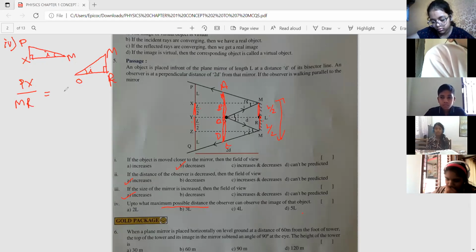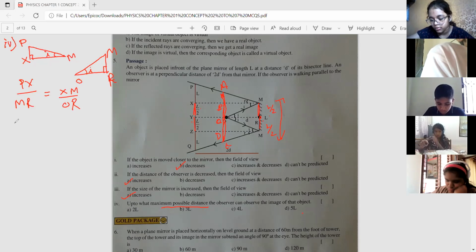PX by MR is equal to XM, this side and this side, divided by this side, which is in place of XM, that is OR. Now PX is what we need to find. You can observe the figure, MR.